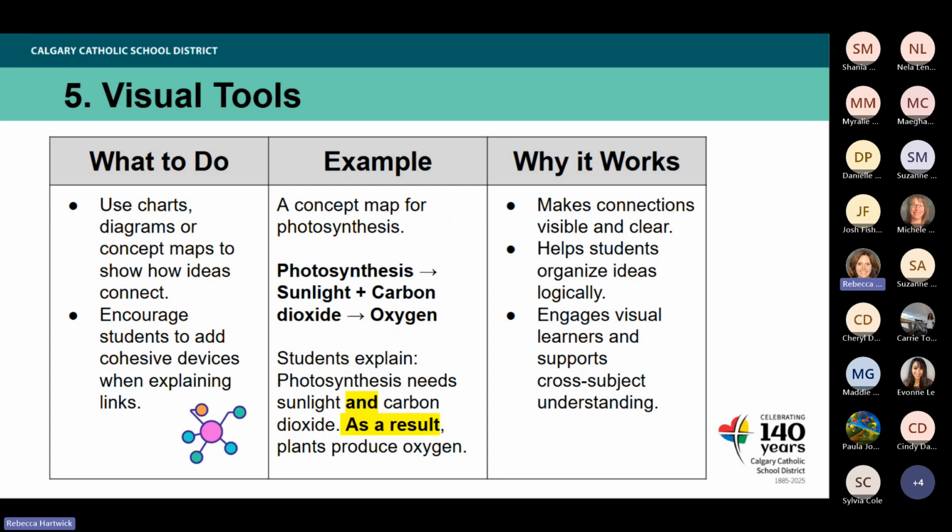And so then when a student is speaking about photosynthesis, they could say photosynthesis needs sunlight and carbon dioxide. As a result, plants produce oxygen. So if they can link some symbols to some cohesive devices that go with those symbols, they would again be more likely able to use them in their classes. And so why do visual tools work? It makes connections visible and clear. It helps students organize ideas logically, and it engages visual learners and supports cross-subject understanding.